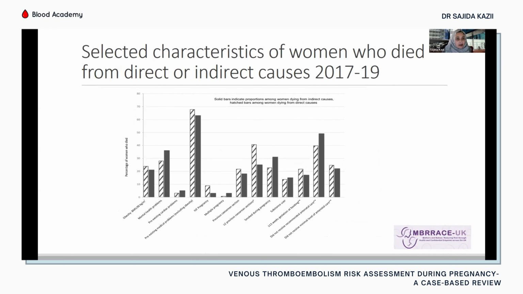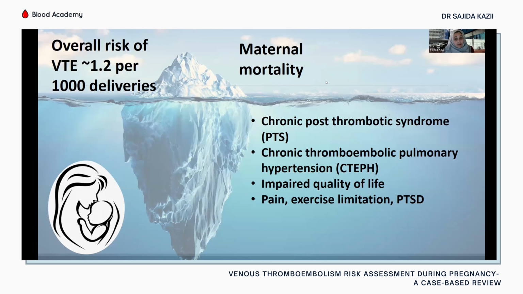When the MBRRACE inquiries looked into selected characteristics of women who died from direct or indirect causes, what they found is that pre-existing medical problems were a predominant factor, but also BMI greater than 30, maternal health problems as well, and some unfortunate circumstances where women were not receiving the recommended antenatal care or only a minimal level of antenatal care. Cesarean section and smoking are some of the other characteristics as well.